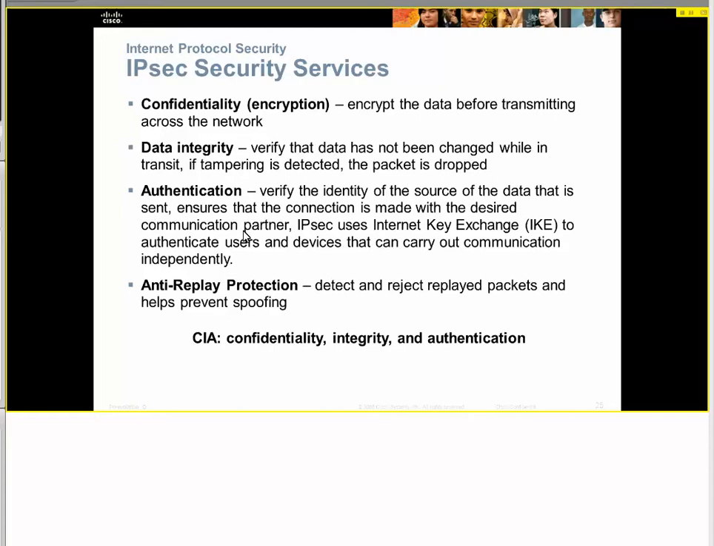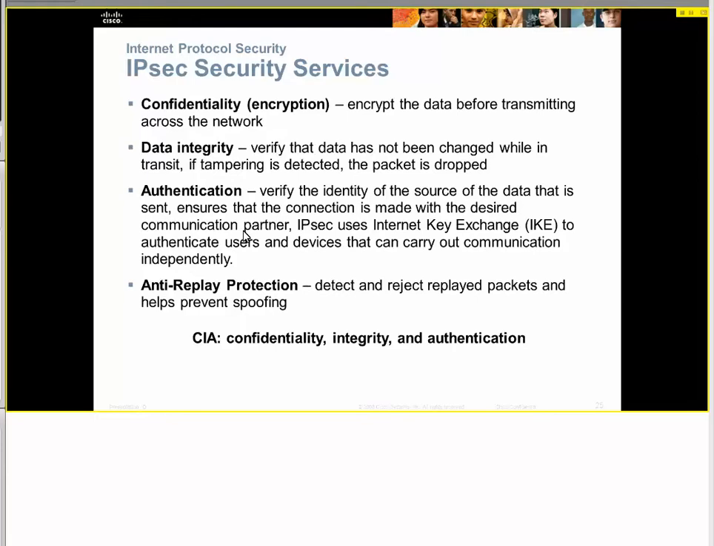But what if I grab the packet, I take the actual payload off, and I put on my own payload? As soon as I put my own payload on and send it, the other end gets it and says, no, you changed the payload. I'm not going to accept that payload. So the whole packet is dropped. And lastly, origin authentication. It verifies the identity of the source of the data that is sent. It ensures that the connection is made properly.